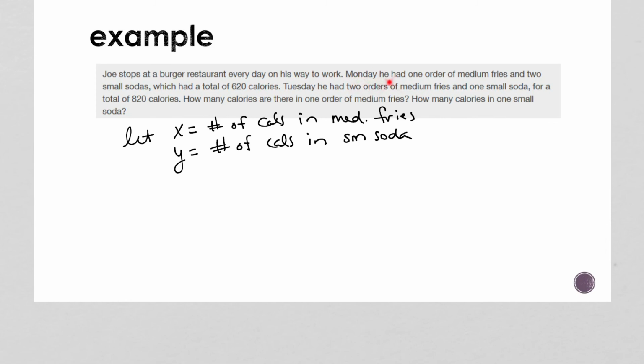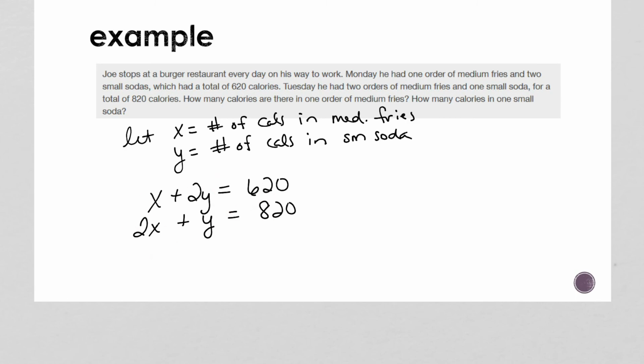So on Monday, he had 1 order of medium fries. So that's 1x, or just x. But he had 2 small sodas, and that was a total of 620 calories. Okay? On Tuesday, he had 2 orders of fries and 1 small soda, and that was 820 calories. Okay? So now we've got our 2 equations, which, by the way, this is the hardest part.